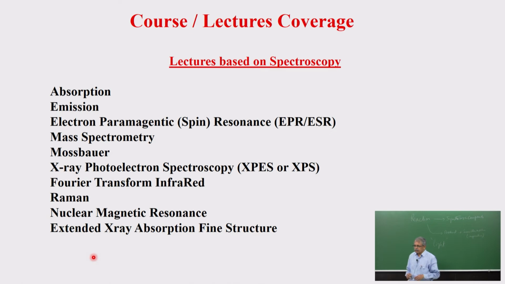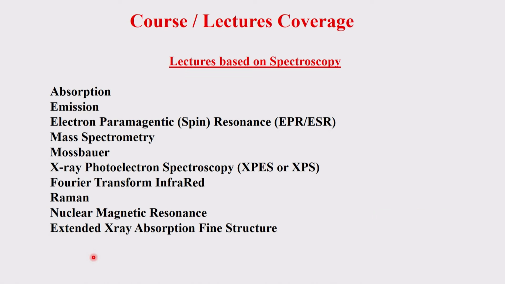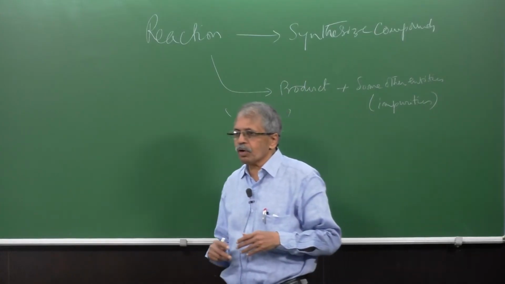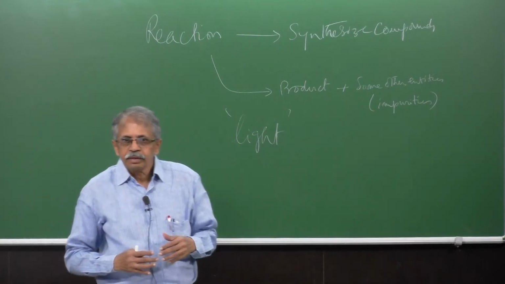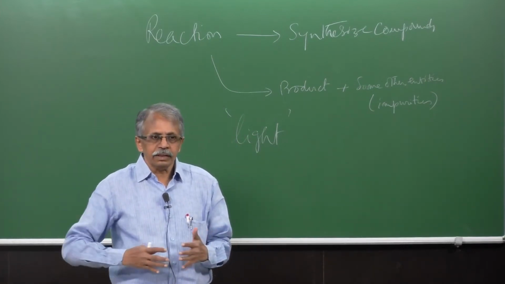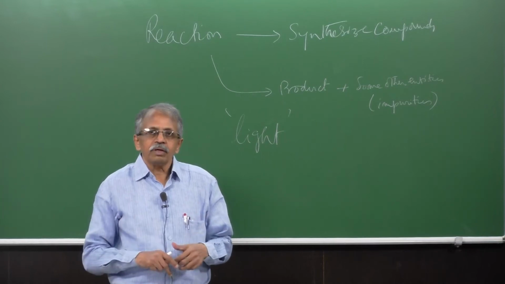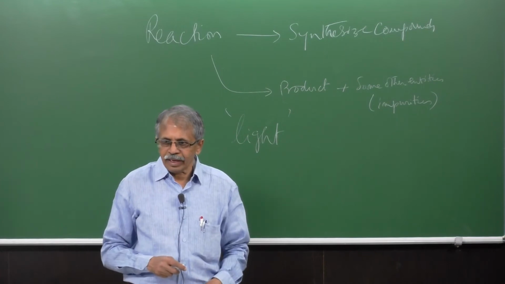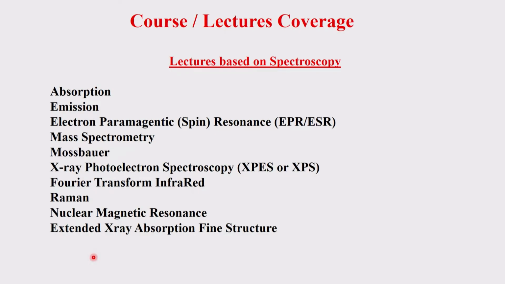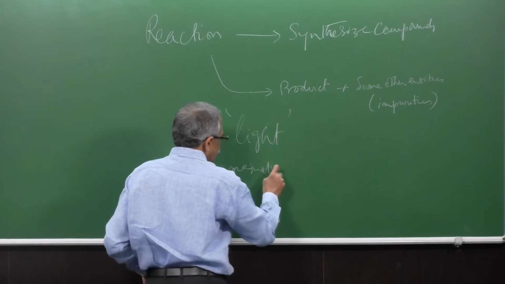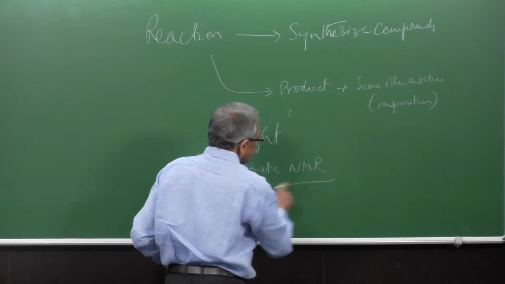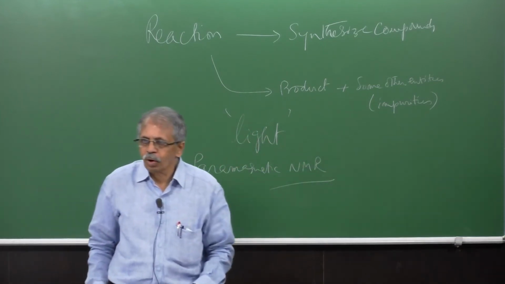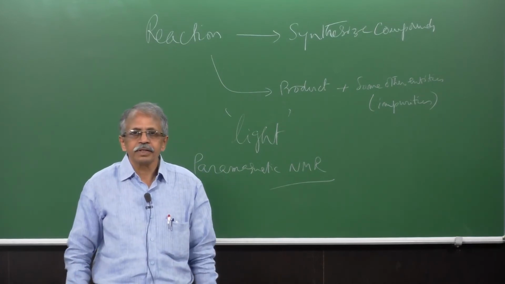Then we will look at nuclear magnetic resonance. When it comes to nuclear magnetic resonance, generally people think that it is only proton NMR, but a huge number of other kinds of NMR are possible, particularly about 40 plus nuclei that are active in the periodic table, of which many come under the broad category of the inorganic. This is also referred to as paramagnetic NMR, where we will look into some examples and how it can be utilized.